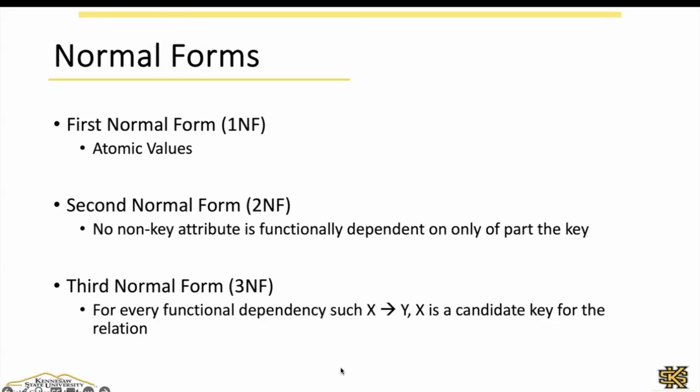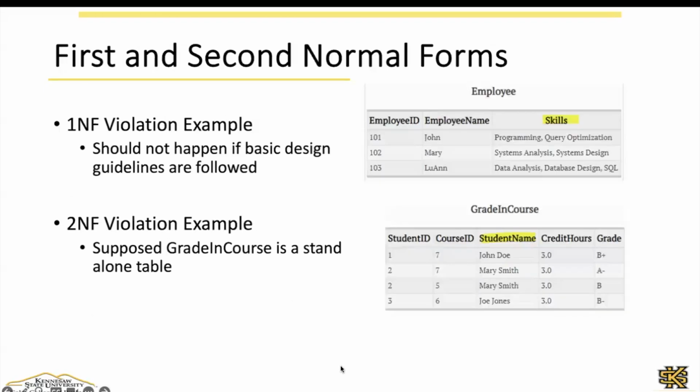I will discuss these normal forms in more detail along with examples in the next slides. So in the first example at the top left, we can see a violation of the first normal form. Look at the skills column. Each employee can have more than one skill, which violates first normal form.